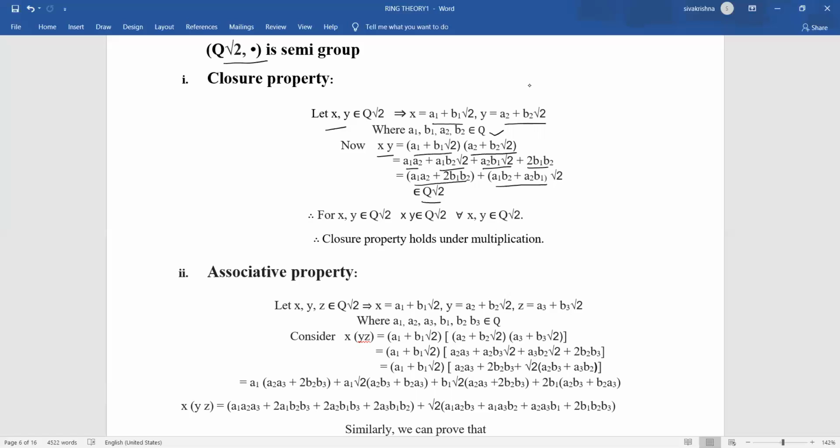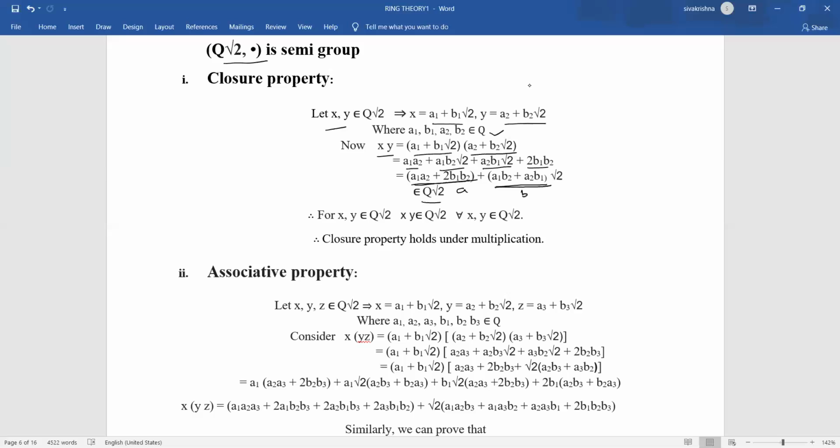Whenever you have written the sum in this form, clearly this is of the form a plus b root 2, where a1 a2 plus 2 b1 b2 we treat as a, and a1 b2 plus a2 b1 we treat as b. Since a1, a2, b1, b2 are rational numbers, the product of two rational numbers is also a rational number, and the sum of two rational numbers is also a rational number. So this element is a rational number, and this is also a rational number. We treat this as a and this as b.